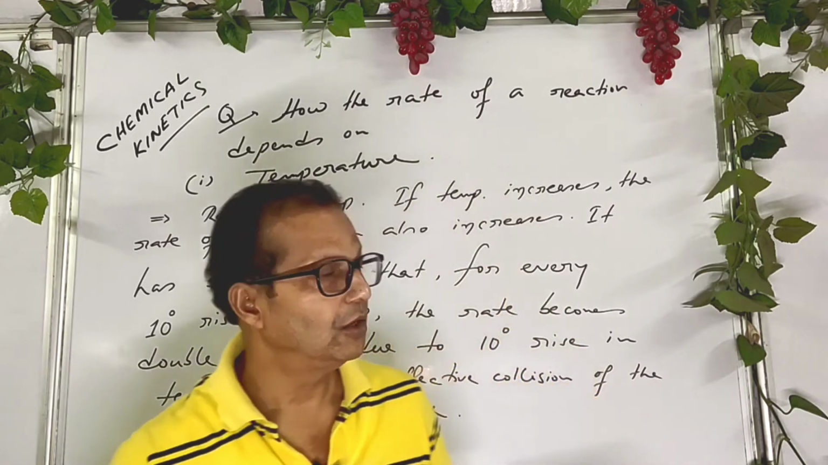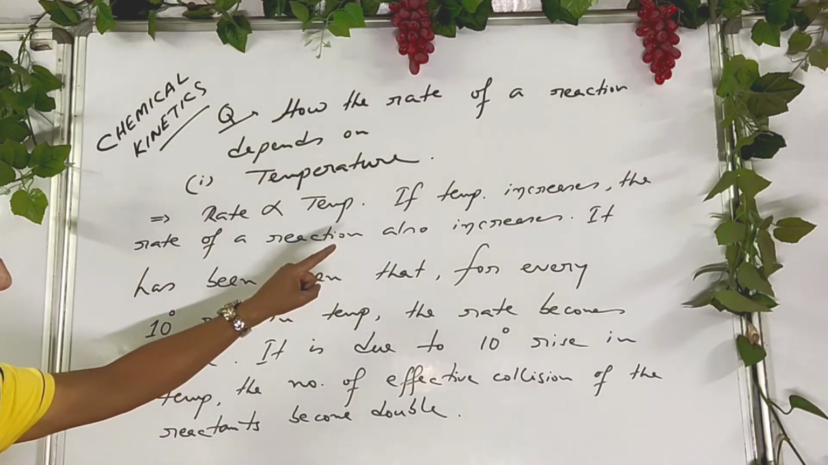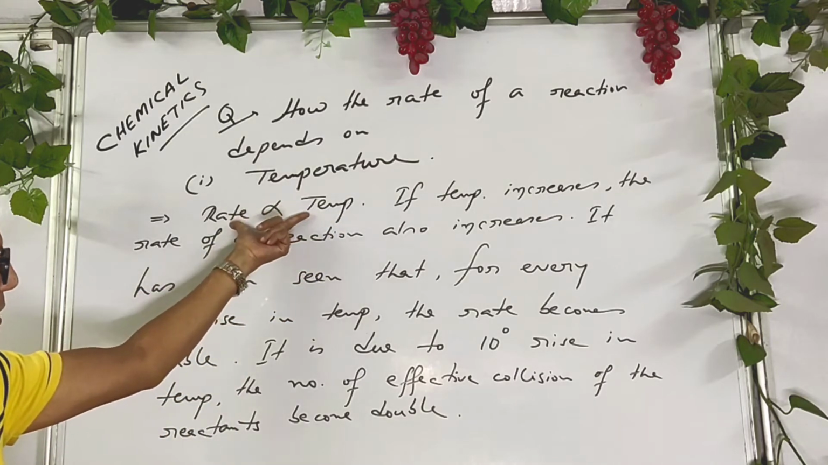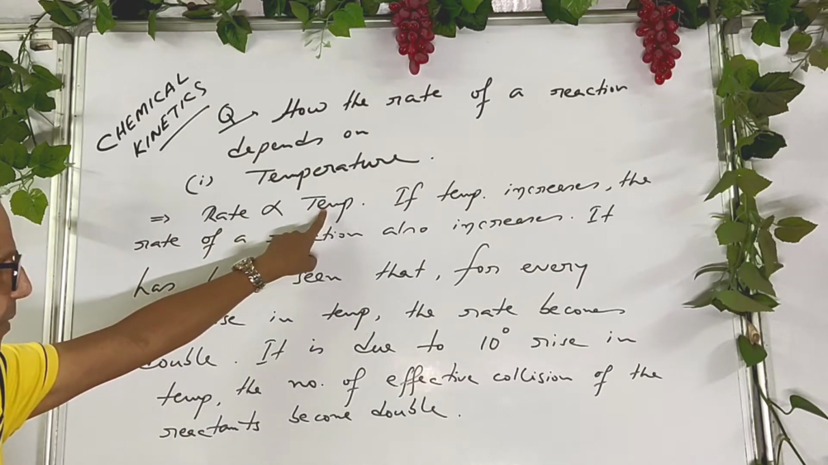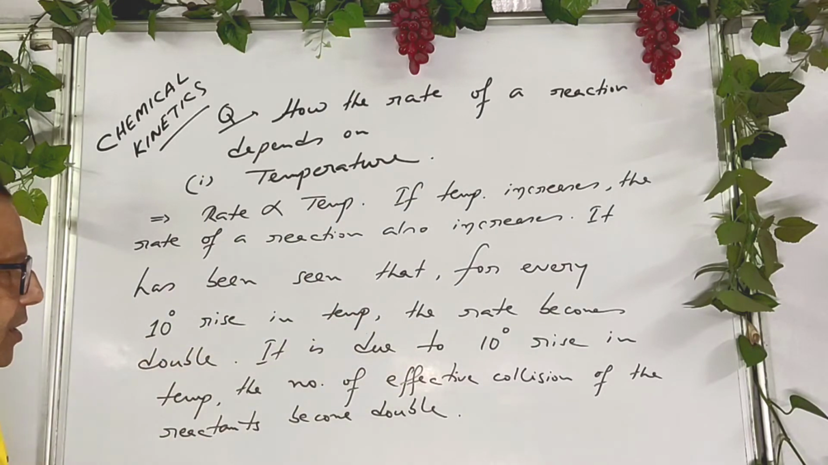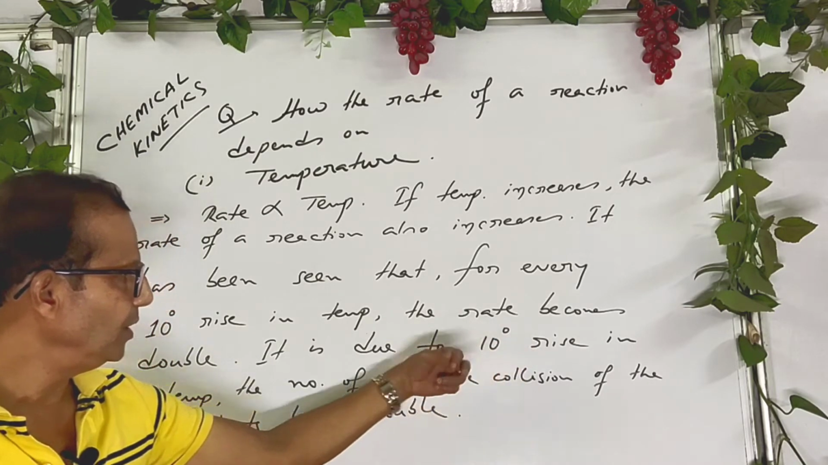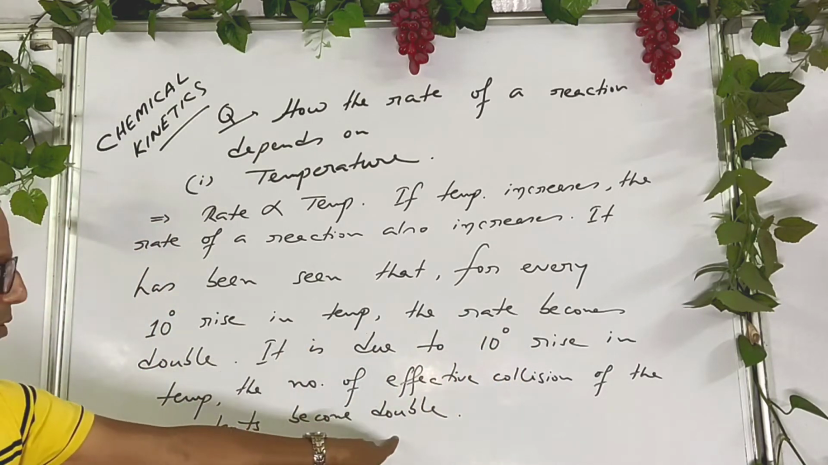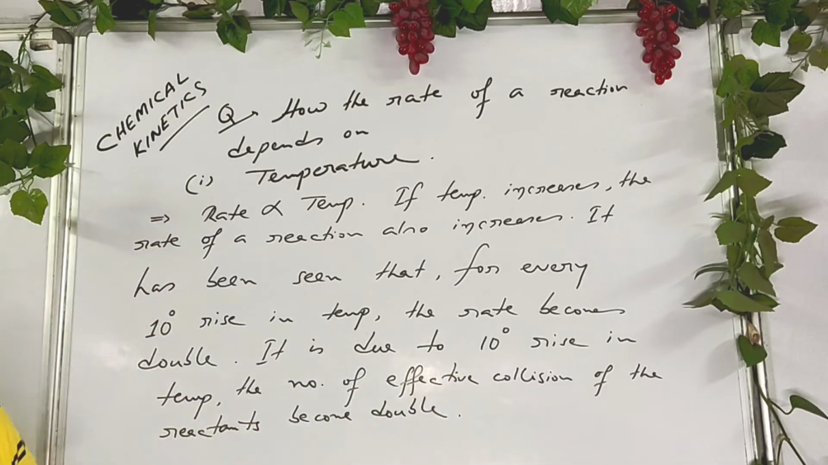Clear, I think? Once again, see it. When temperature increases, most of the reactants directly change into product because the rate of a reaction is directly proportional to the temperature. Experimentally, it has been proved that for every 10-degree rise in temperature, the reaction rate becomes double because the number of effective collisions also becomes double.